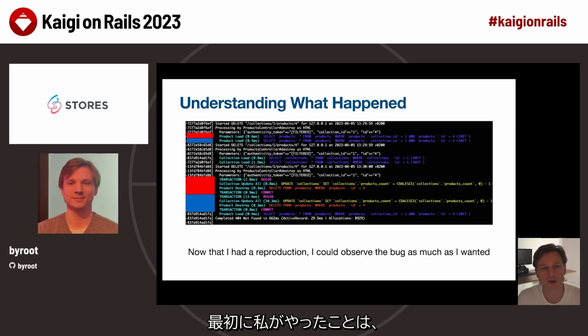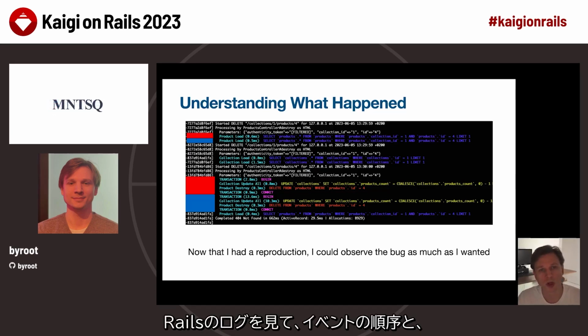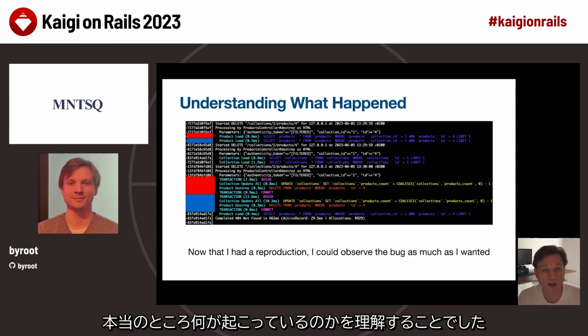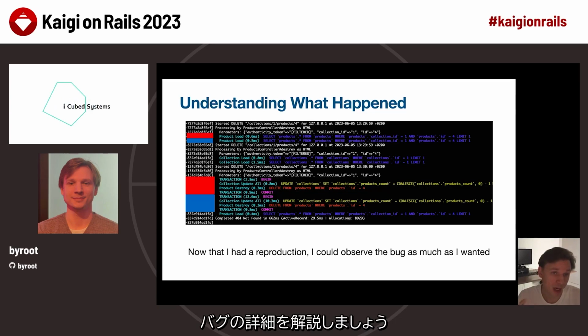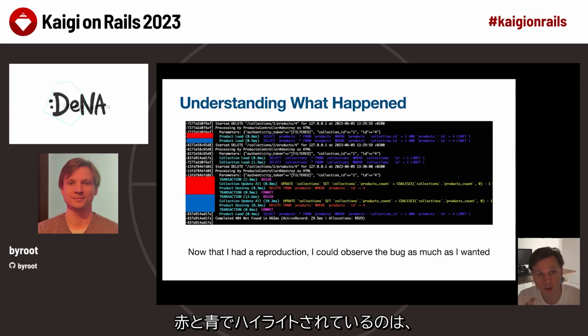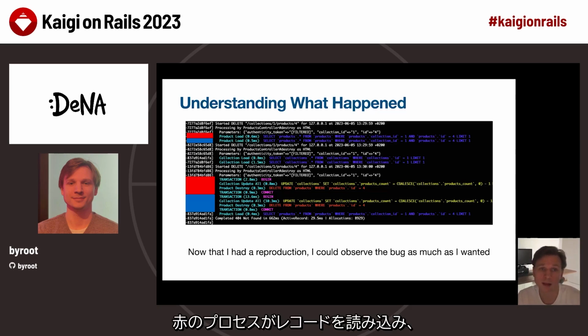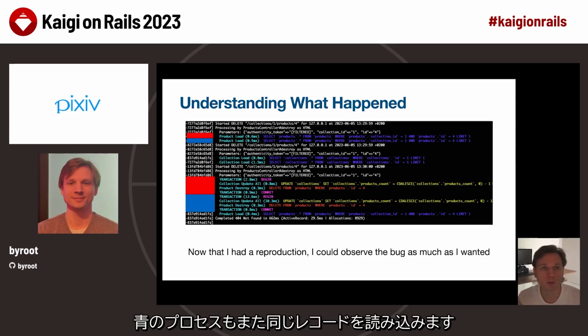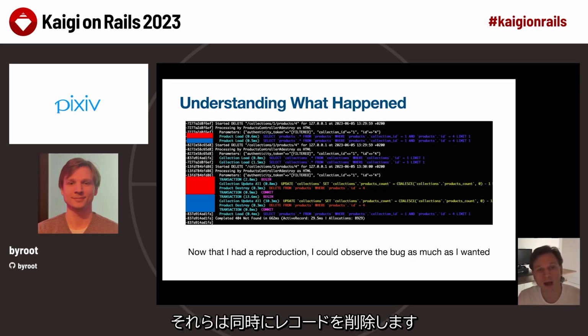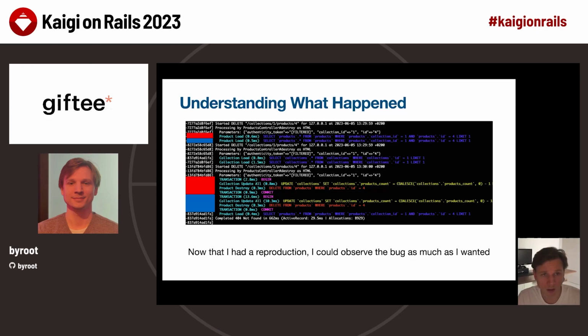But the first thing I looked at was the Rails log to understand the course of events, what was really happening. And here you actually have the explanation of the bug. I highlighted them in red and blue. Those are 2 Unicorn processes. You can see that the red process loads the record, then the blue process also loads the same record, and then they both issue delete queries, and they both update the counter. So 2 processes were able to destroy the same record without failing.